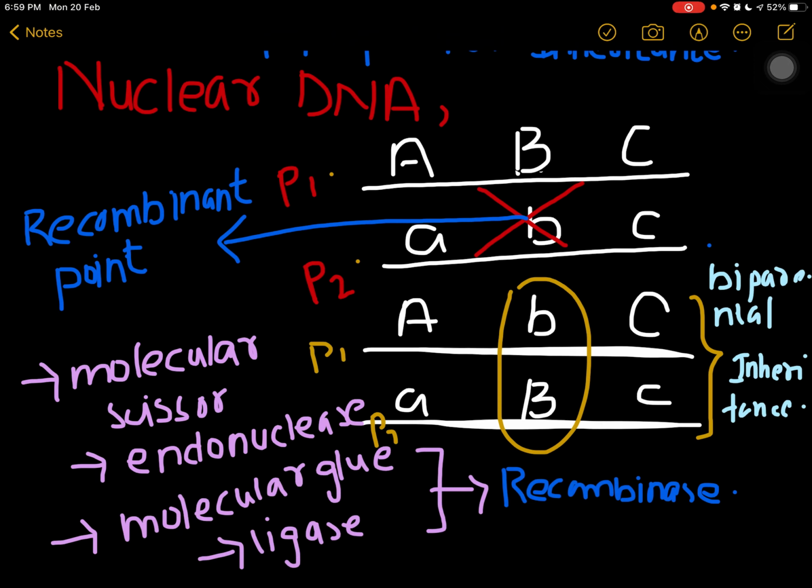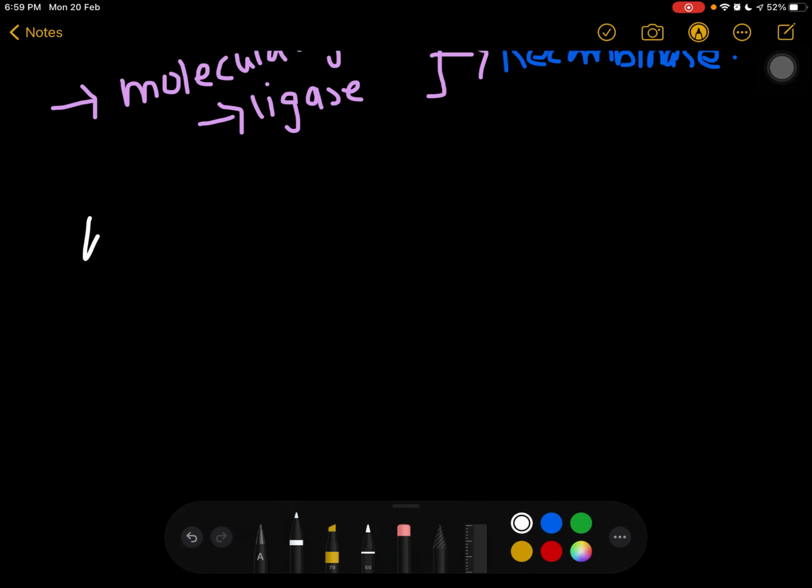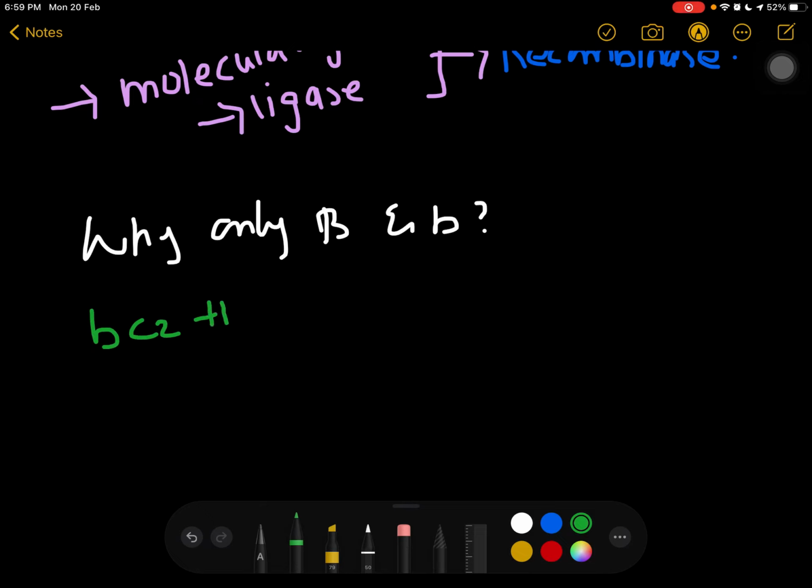Now you'll be wondering why only B has a reciprocal, why not this A and C? Why? Because they are not linked. Okay, you'll be wondering why only this B and B, because they are not linked. Now what does that mean?